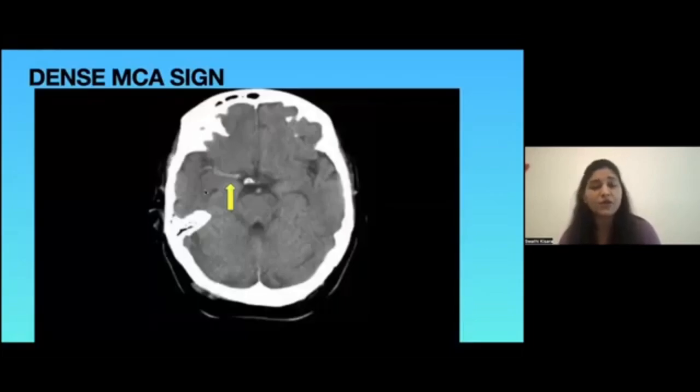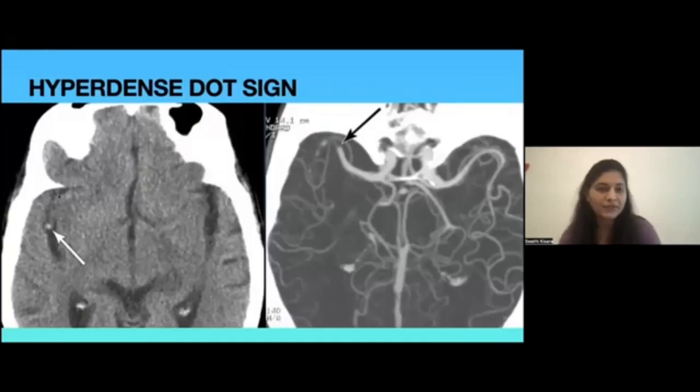So this is an axial non-contrast CT image showing the dense MCA sign. This is the right middle cerebral artery with an intraluminal thrombus, because of which it is appearing hyperdense on plain CT. And this is a hyperdense dot sign, in which one of the branches of the MCA is occluded by thrombus, and one of the branches in the sylvian fissure appears hyperdense. This is called the hyperdense dot sign. The corresponding angiogram image also shows a filling defect here, indicative of a thrombus.